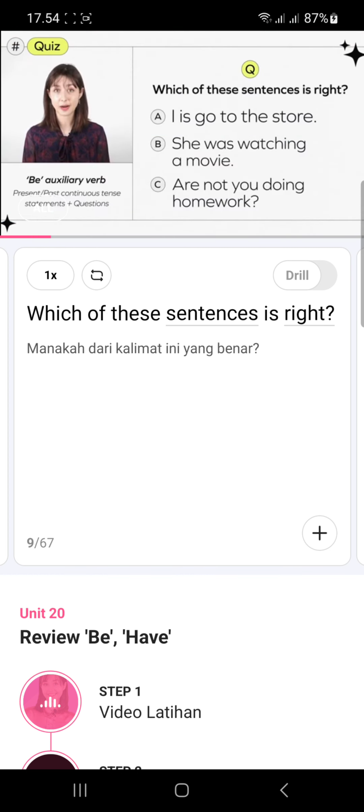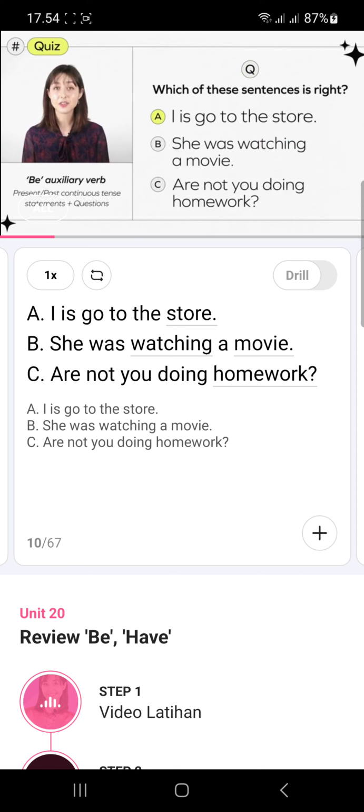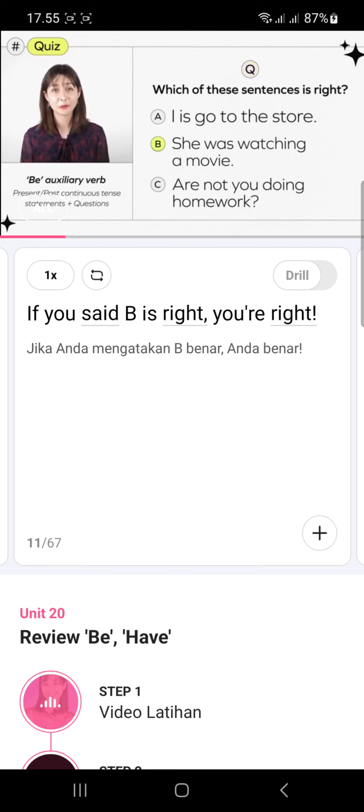Which of these sentences is right? A. I is go to the store. B. She was watching a movie. C. Are not you doing homework? If you said B is right, you're right.